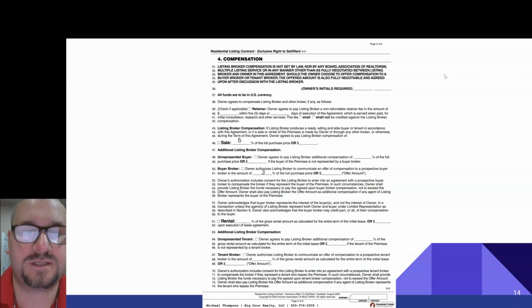Owner acknowledges that buyer broker represents the interest of the buyers and not the interest of the owner. So again, owner acknowledges that buyer broker represents the interest of the buyers and not the interest of the owner in a transaction unless the agent of the listing broker represents both the owner and the buyer under limited representation as described in section 6. Owner also acknowledges that the buyer broker may credit part or all of their compensation to the buyer.